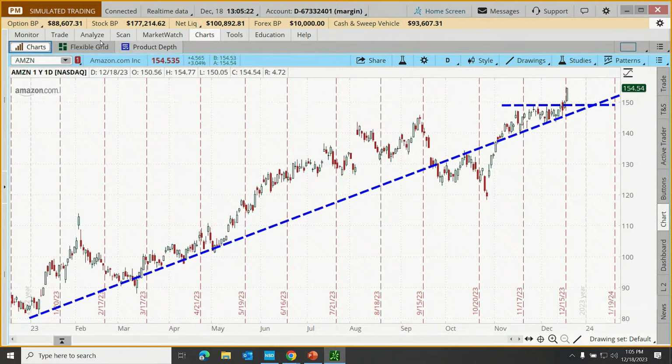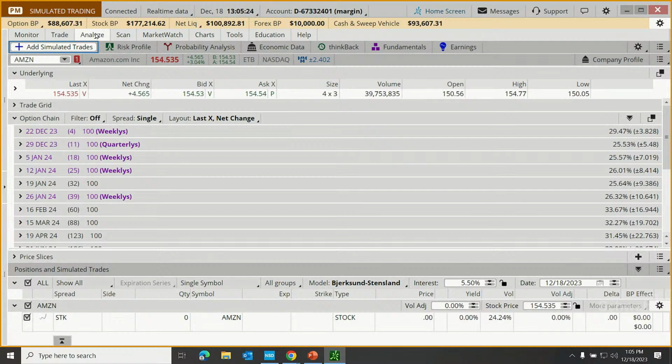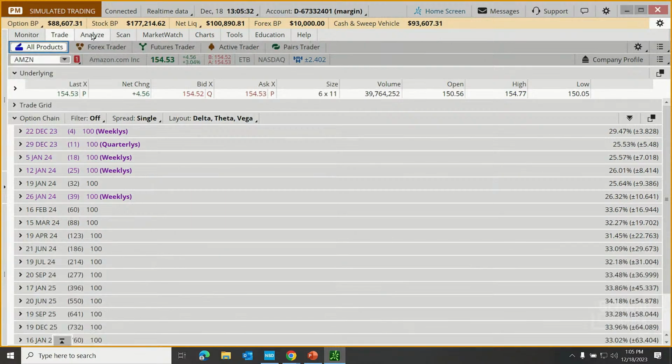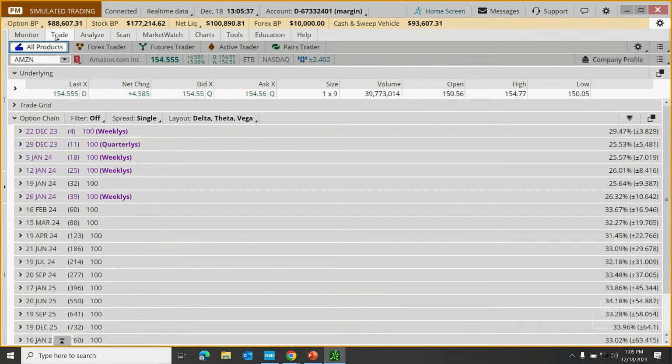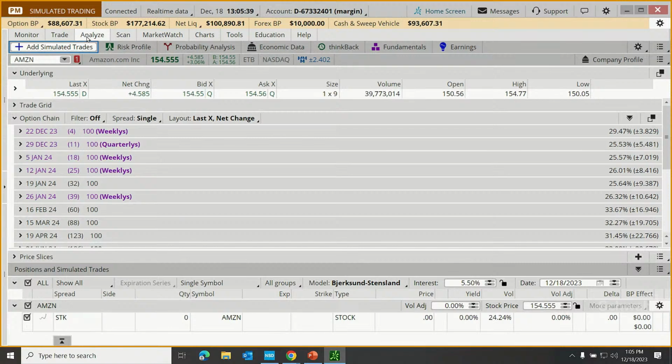So let's go to that Analyze tab, and we're going to go first of all to the Add Simulated Trades area. Now, what you'll notice is if you were to compare this to the Trade tab, it almost looks identical. You might not even notice that I'm switching back and forth between the two. Here's the Trade tab, and here's the Analyze Add Simulated Trades. And you might think, well, Cameron, this is a paperMoney account. Aren't they all simulated trades?